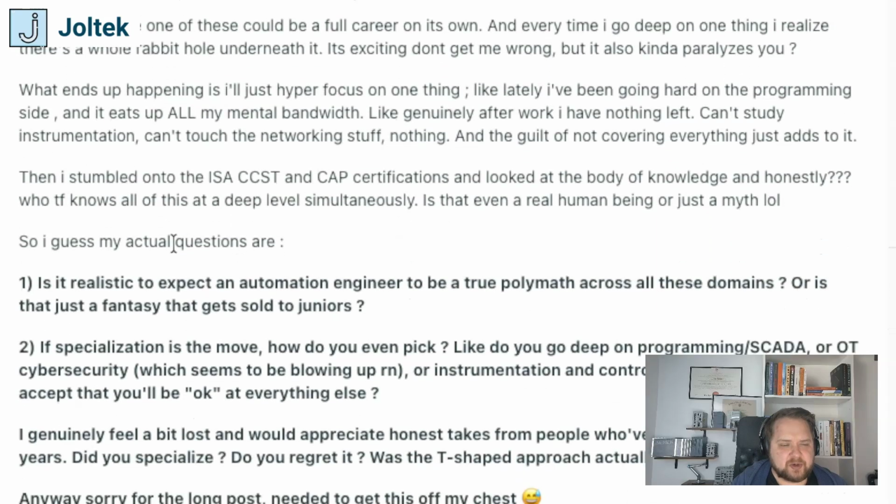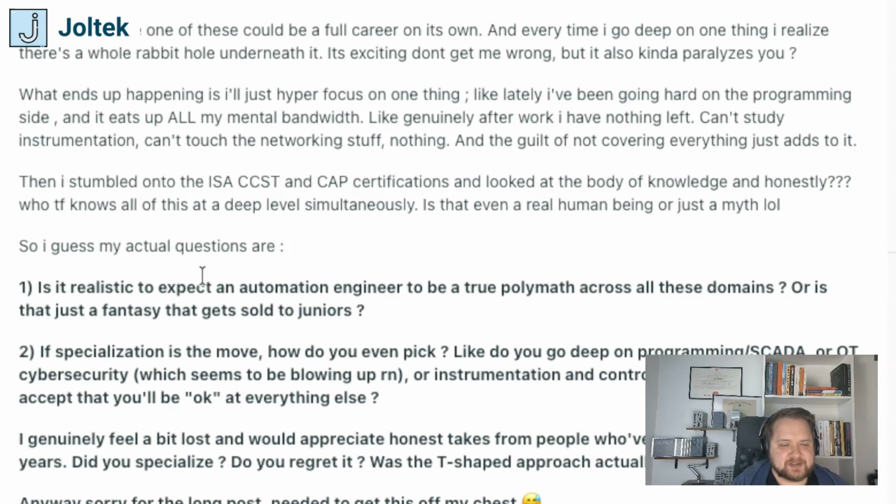Then I stumbled onto the ISA, CCST, and CAP certification and looked at the body of knowledge, and honestly, who knows all of that deep level simultaneously? Is that even a real human being, or it's just a myth? So I guess my questions are: one, is it realistic to expect an automation engineer to be a true polymath across these domains, or is that just a fantasy that gets sold to juniors?